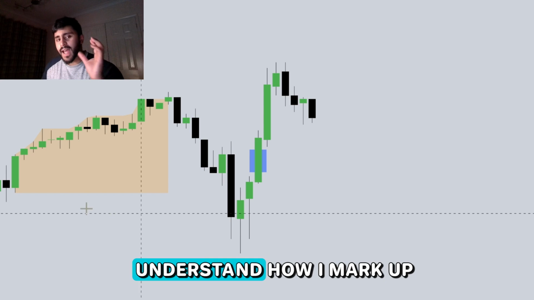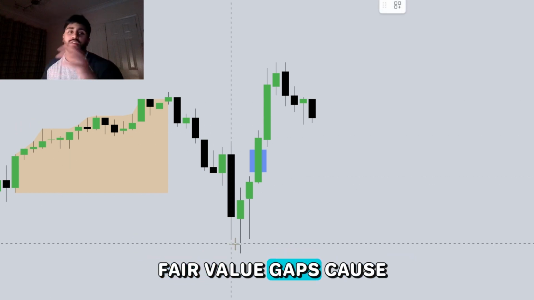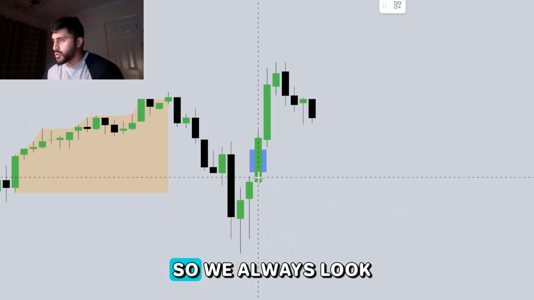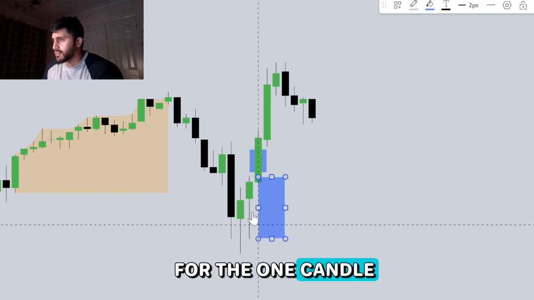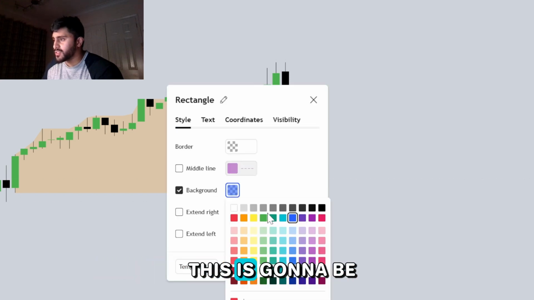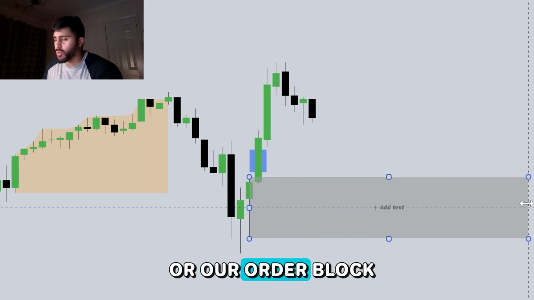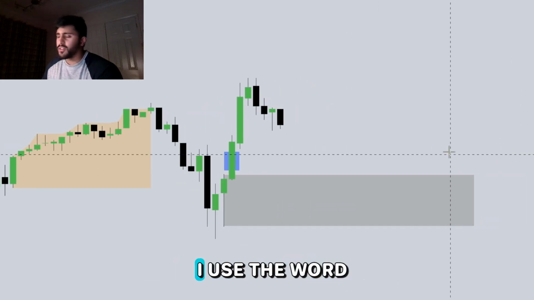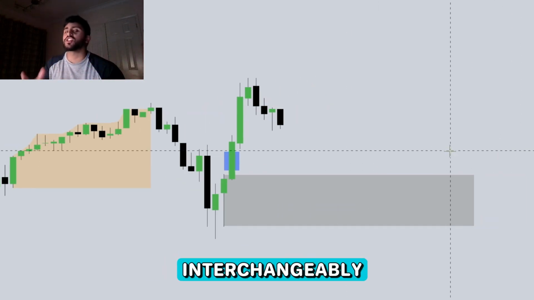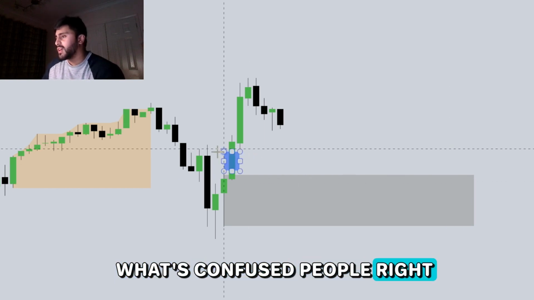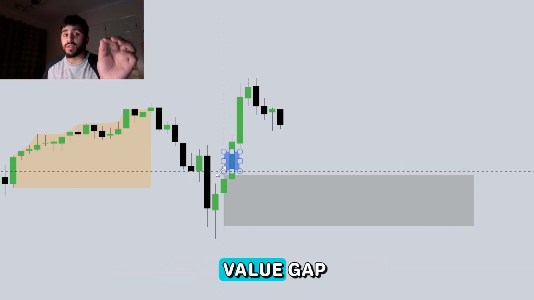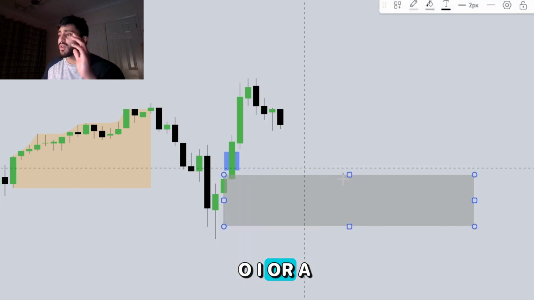I want traders to understand how I mark up fair value gaps because I get a lot of questions on this. So we always look for the one candle that comes before the imbalance. This is going to be our point of interest or our order block or whatever you want to call it, right? I use the words order block and fair value gap interchangeably, and I think that's what's confused people. This is the imbalance. This is the fair value gap. This is a POI or a key level.